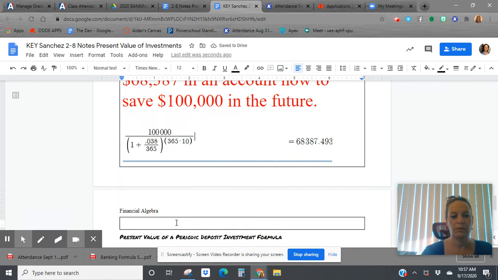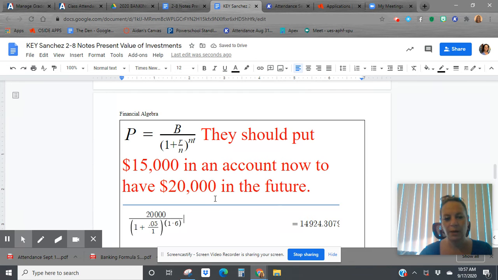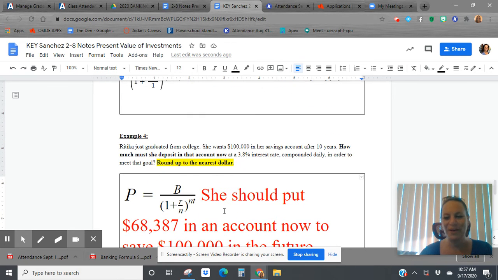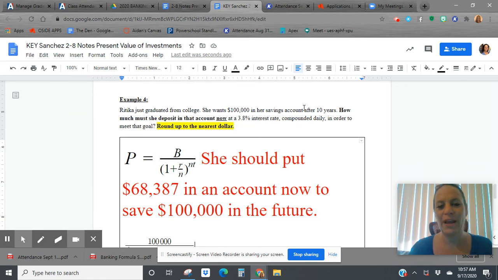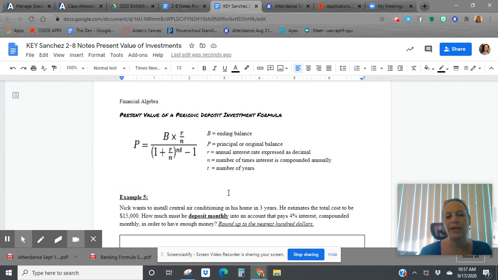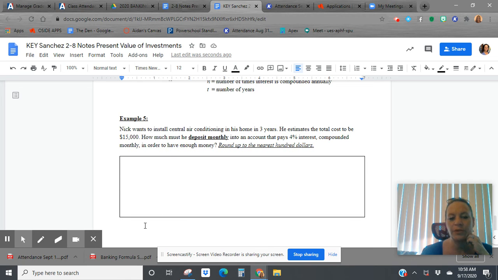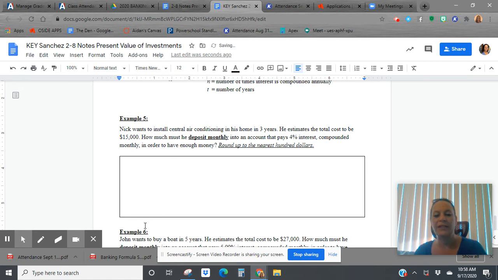Now, most people don't have a lump sum of 15,000 or a lump sum of 68,000 just sitting around, especially right after you graduate from college. So most people are looking again at doing periodic deposits. How much should I put in monthly? How much should I put in weekly if I want to have a certain amount by a certain date? So examples 5 and 6, our last two examples, are going to be how much would I have to save on this regular interval, this periodic deposit?